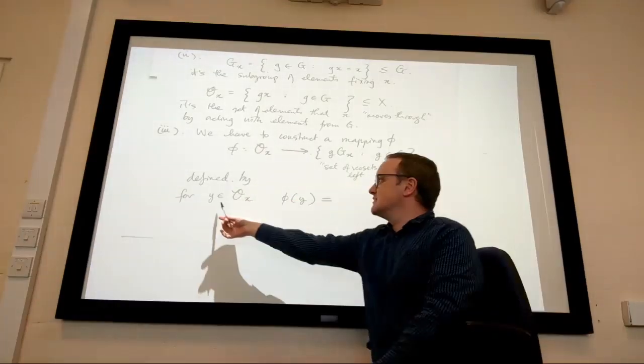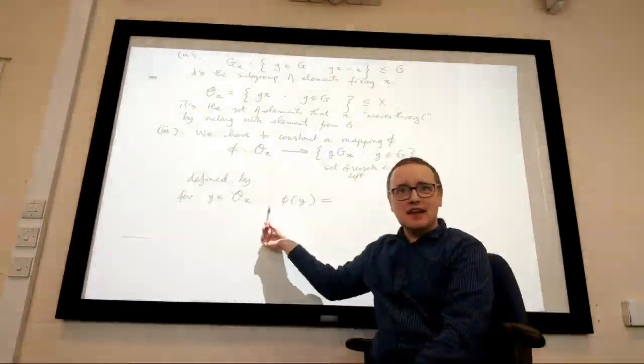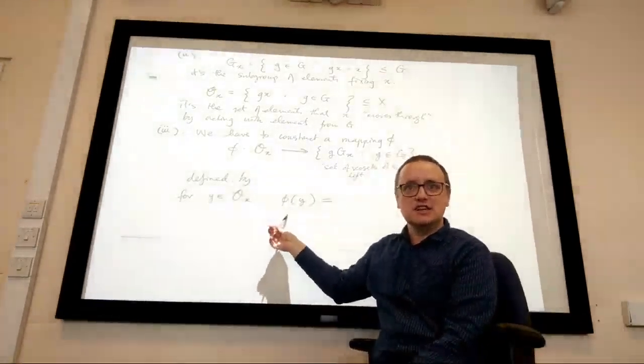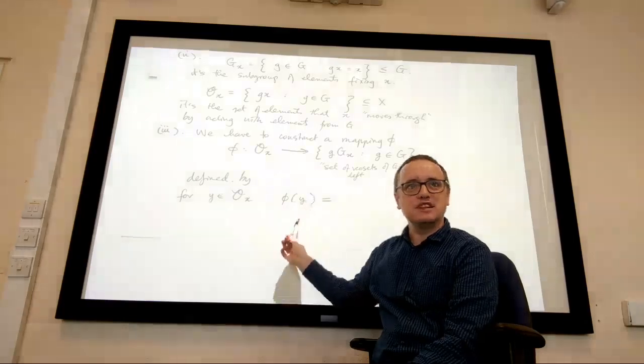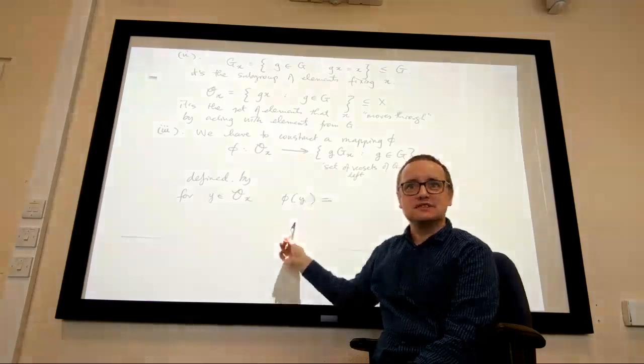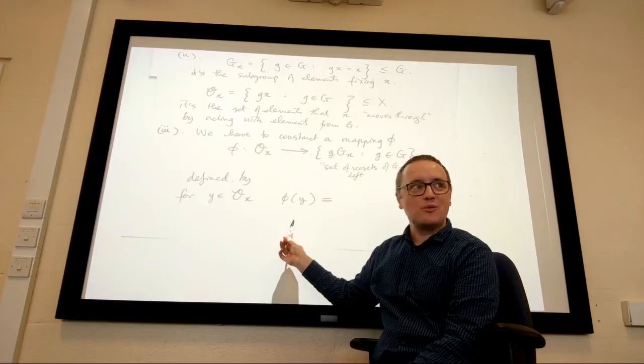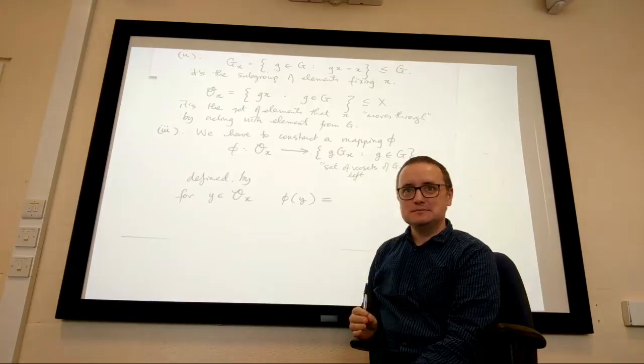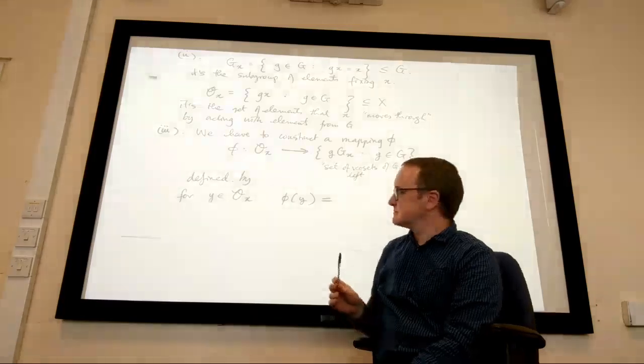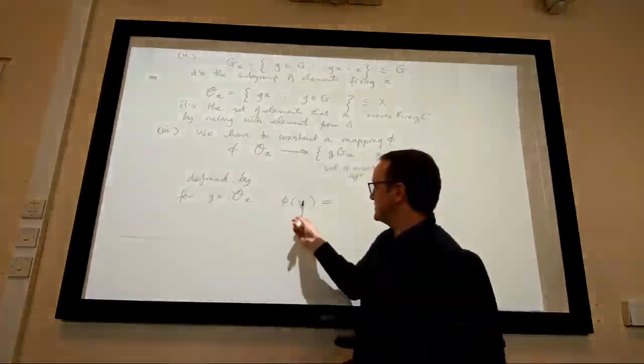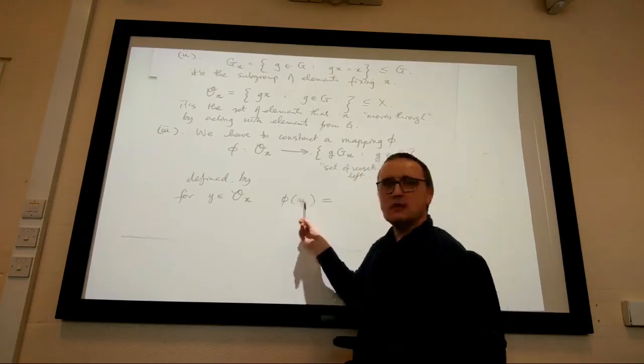Where is the element little g? There doesn't appear to be a natural element little g here. But there is. What is it? It's going to come out of, somehow there's a little g buried within y, right?